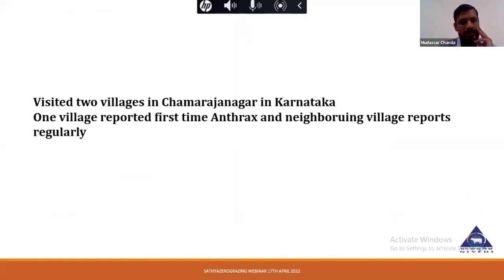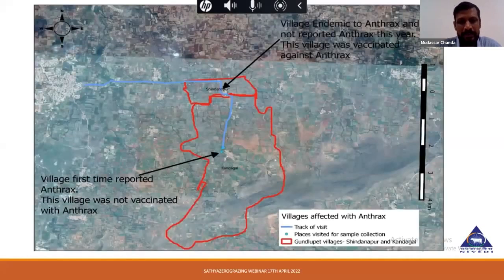And this is one more example, in Chamarajnagar. One village reported anthrax for the first time, and the neighboring village reported it regularly. In this map, you can see that the first village, Sindhanapur, is endemic to anthrax. Because it is endemic, they carry out vaccination regularly. When we visited, the other village was the one which reported the outbreak for the first time. What is interesting when you map it out is the distance between these 2 villages. It's hardly 1 or 2 kilometers, so definitely there is movement of animals and people happening between these 2 villages.